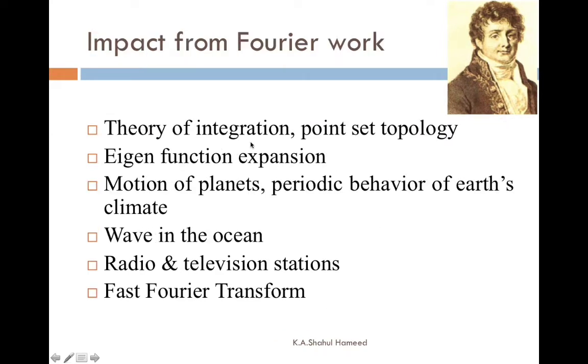And it has a lot of applications in different fields. Among these, the main ones are theory of integration, point set topology, eigenfunction expansion, motion of planets, periodic behavior of earth, climate, waves in the ocean, radio and television stations, and the fast Fourier transform.